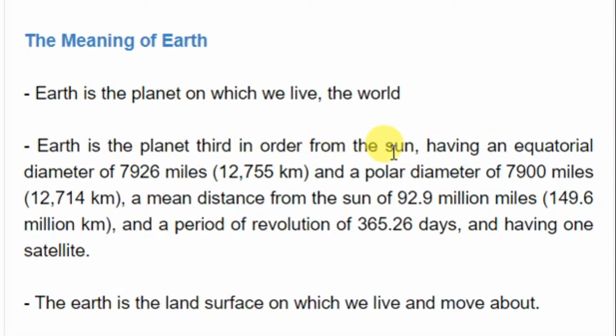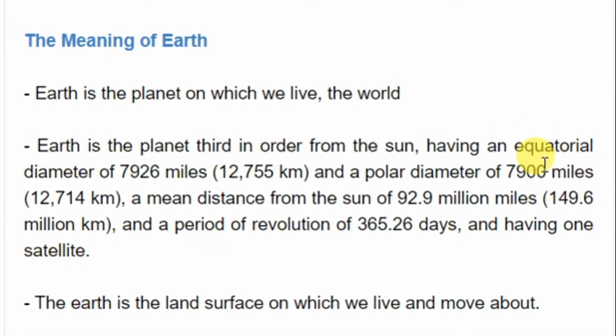It is the third planet from the sun, having an equatorial diameter of 7,926 miles, which is equal to 12,755 kilometres. This is the equatorial diameter of the earth, and the polar diameter is 7,900 miles, which is equivalent to 12,714 kilometres. So you can see that the equatorial diameter of the earth is greater as compared with the polar diameter.